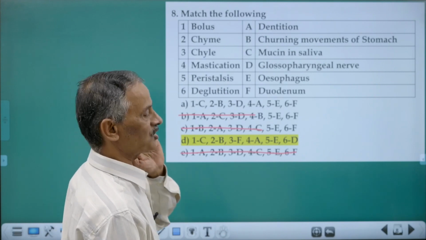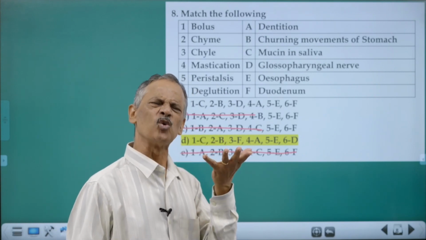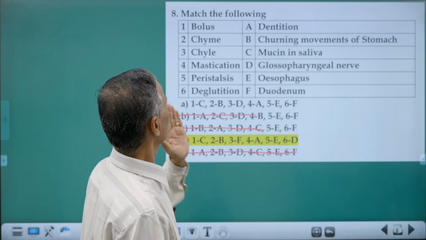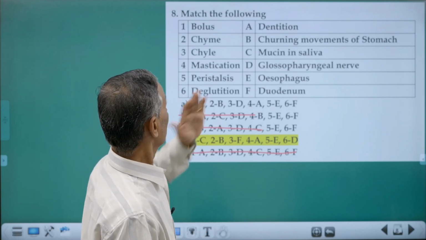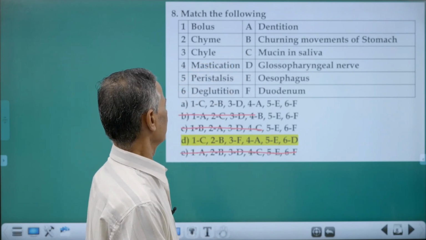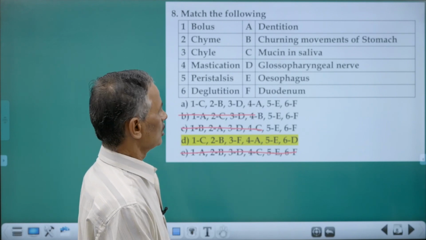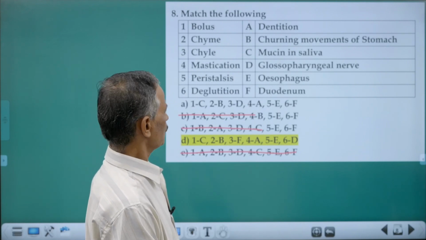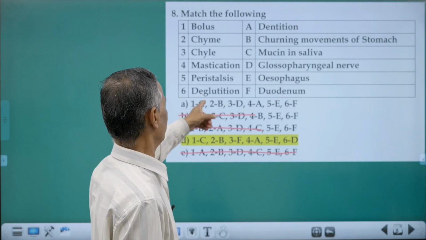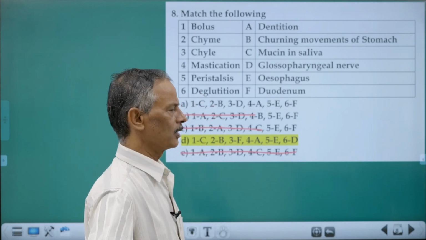Then what is mastication? Mastication is simply chewing with the help of our teeth. So we are having dentition, A. Okay, we are masticating. Masticating means chewing with the help of our teeth.